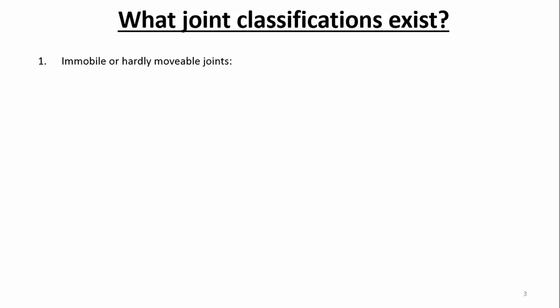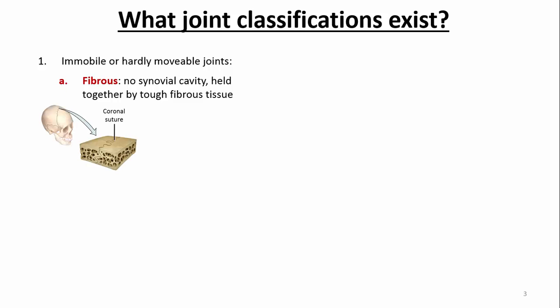So what joint classifications exist? Well, there's two main categories. The first is something called an immobile joint, and there's two subcategories of this. One is called a fibrous joint, and an example of this is the coronal suture or the interosseous membrane between the fibula and the tibia. And notice that these joints are held together by tough fibrous tissue.